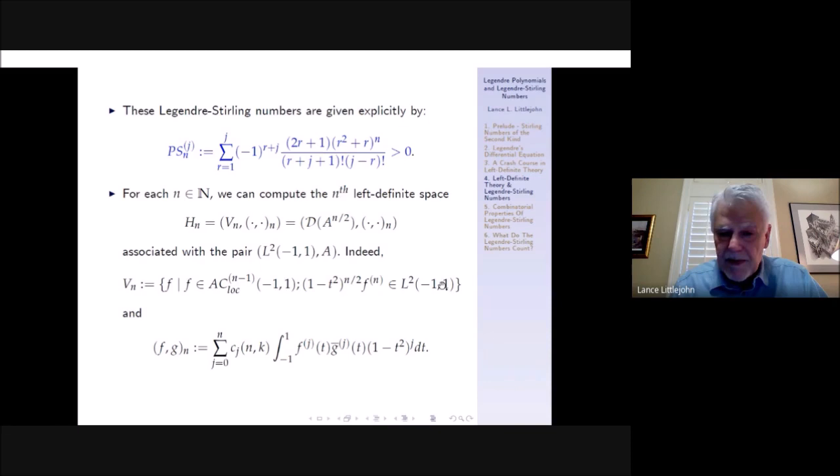Now remember, V sub n, according to the theory, is the same as the domain of A to the n over 2 power. All right, I don't want to belabor this. This is not the important part of my talk, but you can compute these spaces and inner products. I really want to focus more on the combinatorics now, because I think it's really kind of cool.